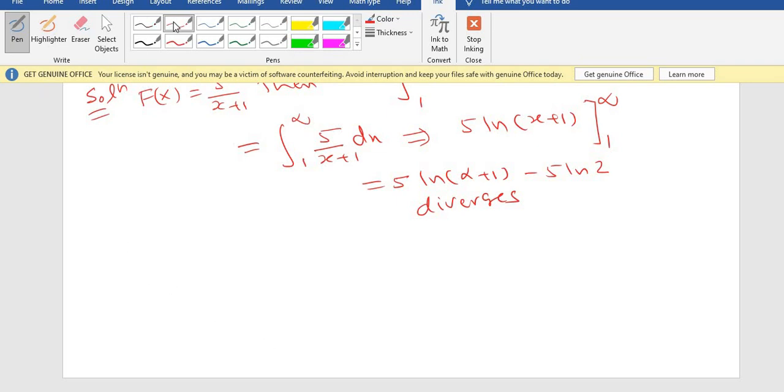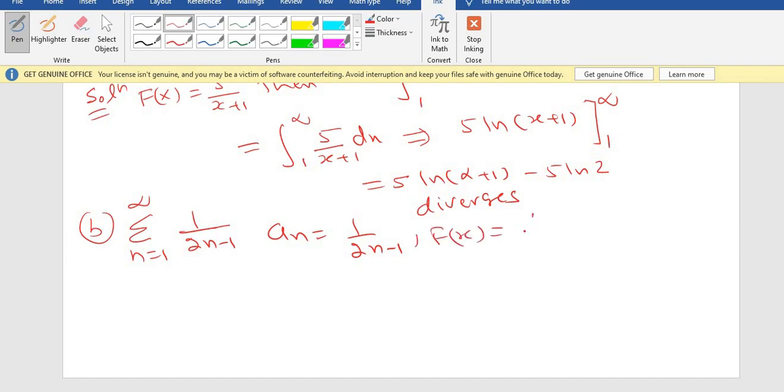Now I'm going to check B part. B of that exercise is summation from n is equal to 1 to infinity of 1 divided by 2n minus 1. So what we have to do? Here this is an, an is 1 divided by 2n minus 1. In place of an, just write f of x. f of x is equal to 1 divided by 2x minus 1. Then use the integral test.